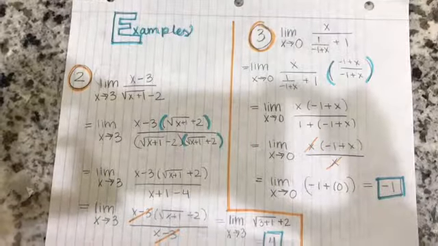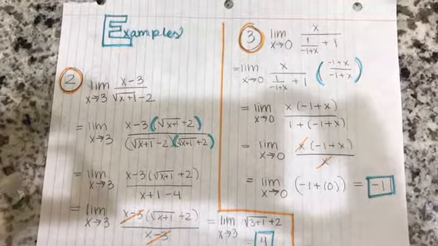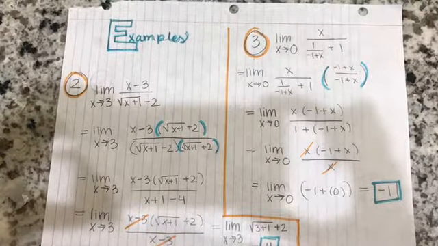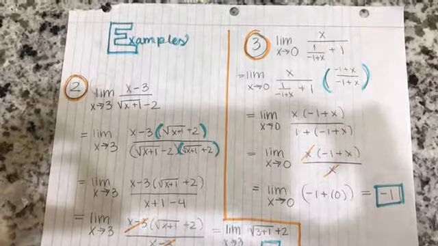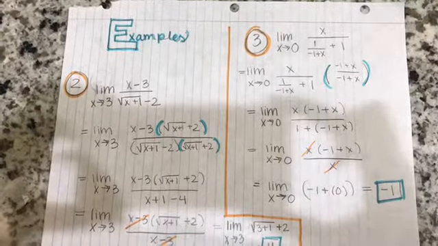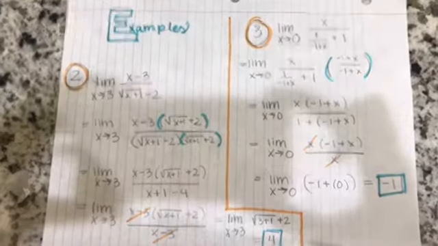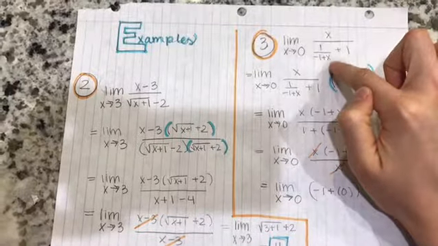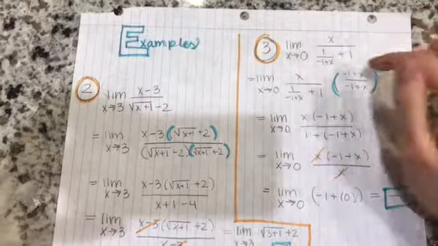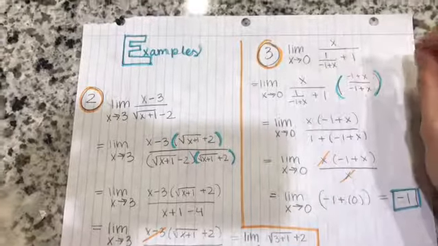Okay, now we have example 3. Example 3 wants us to solve the limit as x approaches 0 of x divided by 1 over negative 1 plus x plus 1. Now with complex fractions, the idea here is that you want to get rid of this often scary denominator term. And how you do that is you multiply by that denominator term so that it will cancel out.